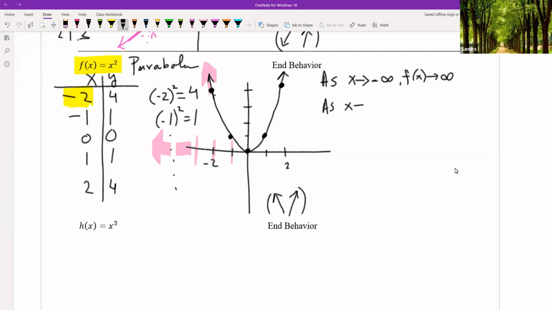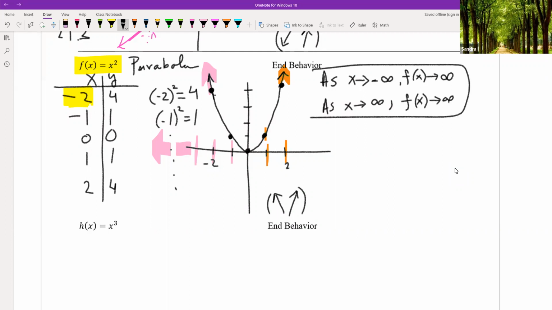As I select very large positive x values in the opposite direction, which is here, I can still see that it's also going to go to the positive infinity as well. So f of x will go to the infinity here, positive infinity. That's it. That would be the end behavior. And once again, the only thing I care about is what happens at the endpoints of the graph.